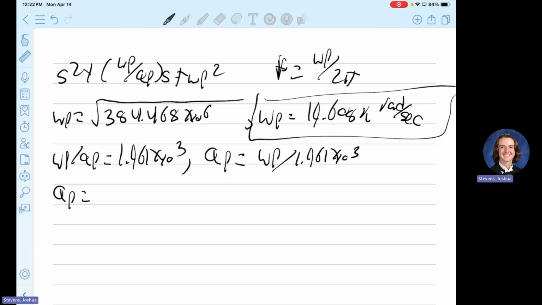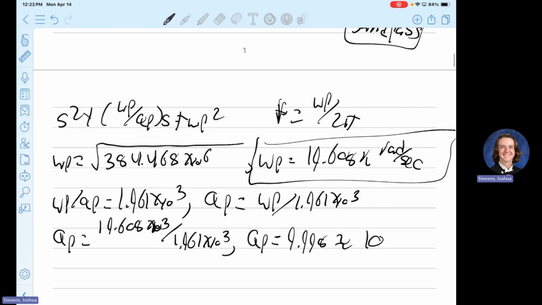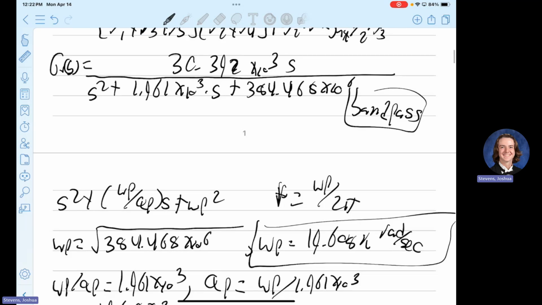So QP will be 19.608 times 10 to the third divided by 1.961 times 10 to the third. So that means QP becomes 9.998, which is just equivalent to 10. It's really close to 10. So, does that make sense how I got that? So also, okay, the last part is KBP.